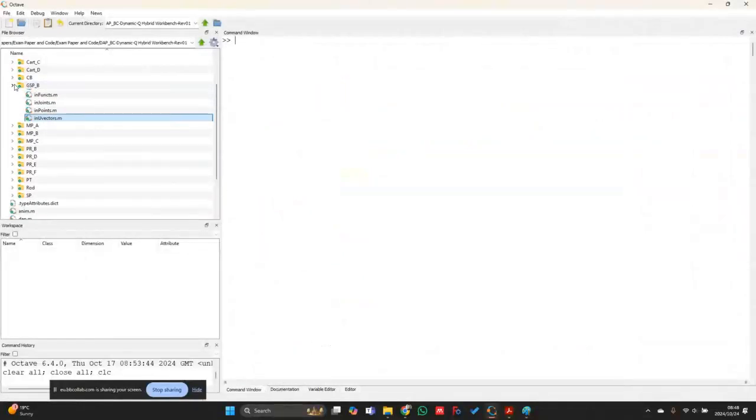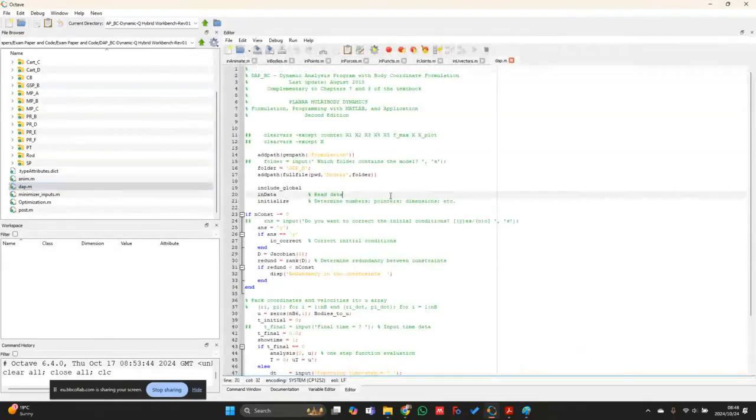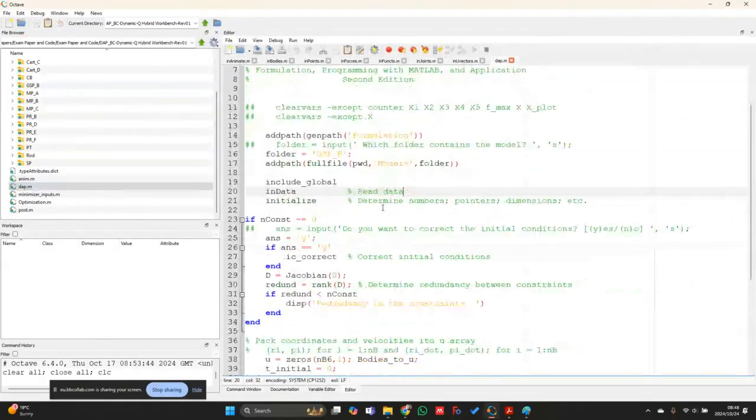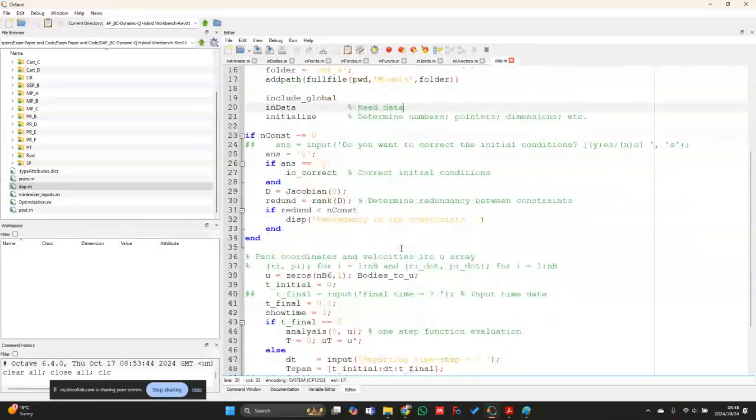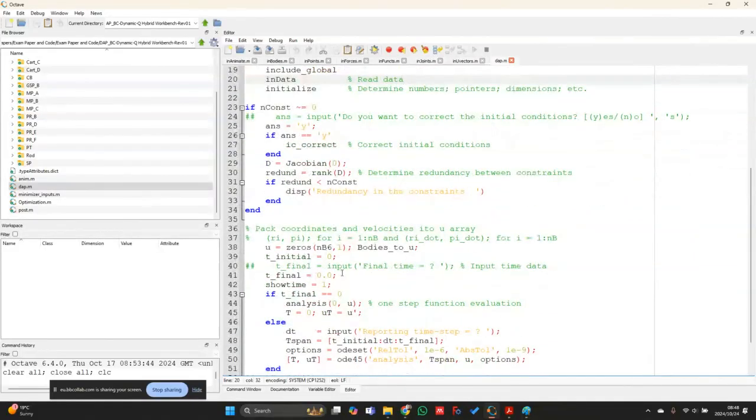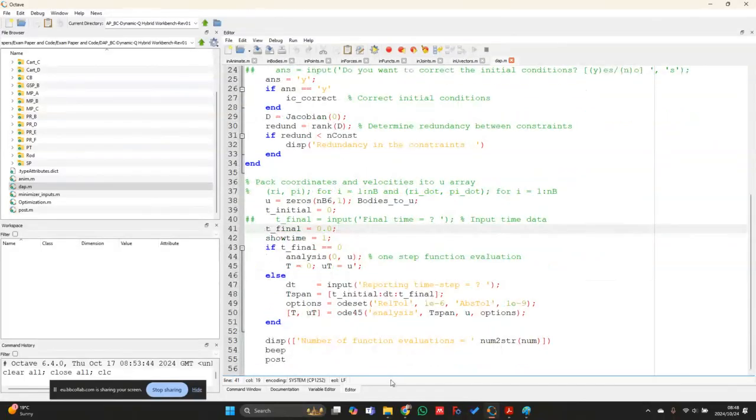So what I'm going to do is just head over to DAP. And you'll notice in this case, the folder has already been assigned as GSB_B, so I don't have to worry about redefining that. It is going to perform an initial condition correction, which is also what I want. Then T final at this stage is set equal to 0.0. So I'm not going to change this to 40 seconds yet. I want to keep it at 0. I just want to see how the setup looks, whether all of the parts are connected as they should be.